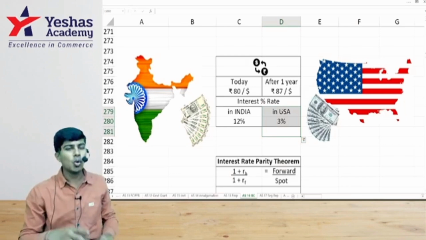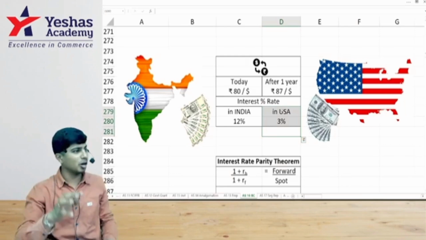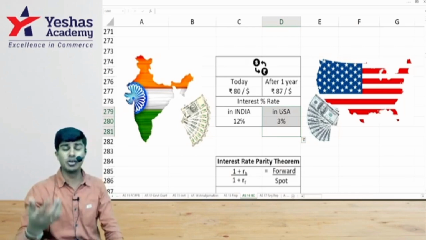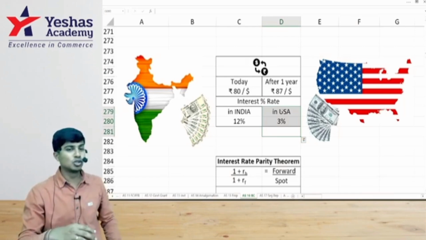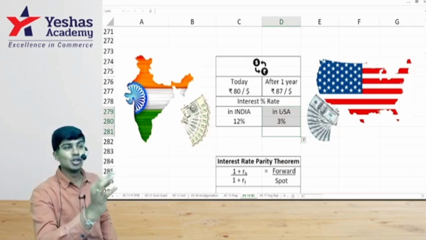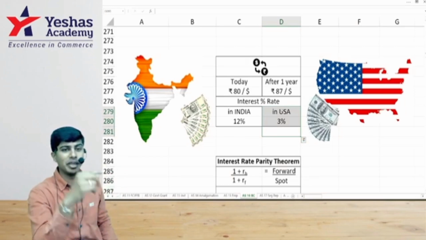Super duper idea. Why to do CA? So that you'll get a good job. Why to get a good job? So that you'll get very high salary. So the idea is you don't have to become chartered accountant to make money.